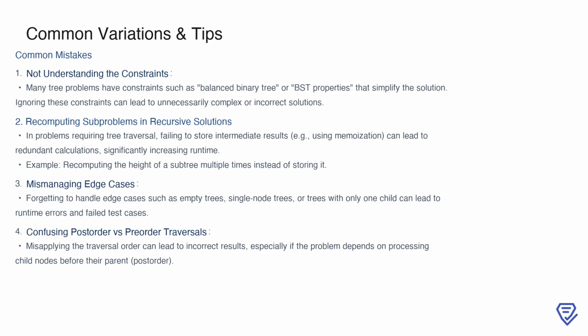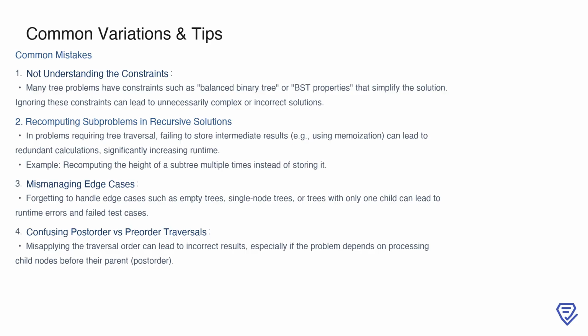Another common mistake is recomputing subproblems in recursive solutions. For instance, when calculating the height of a subtree, failing to store intermediate results could lead to redundant calculations and increase runtime unnecessarily. A simple optimization, like memoization, can make a big difference.